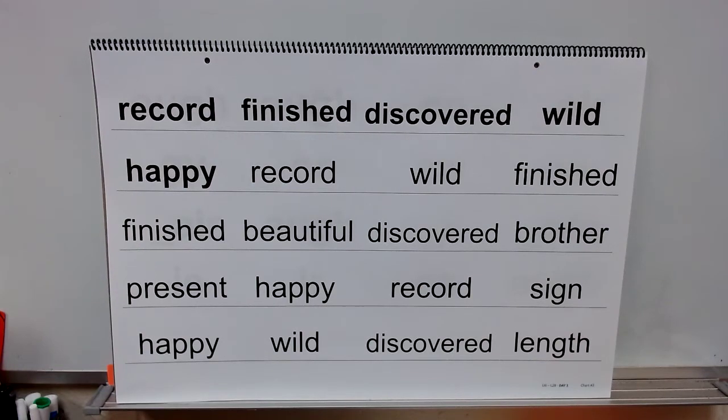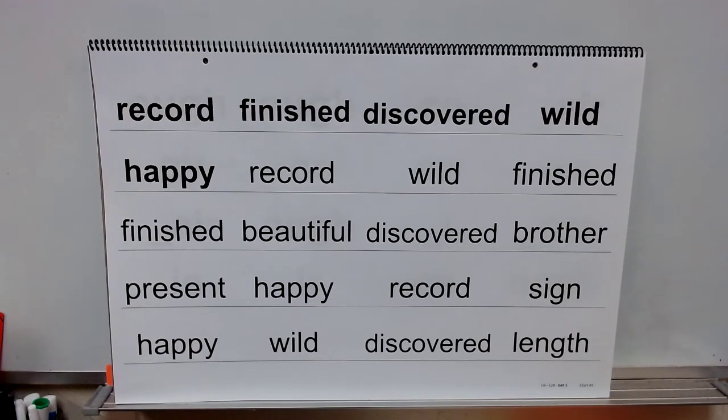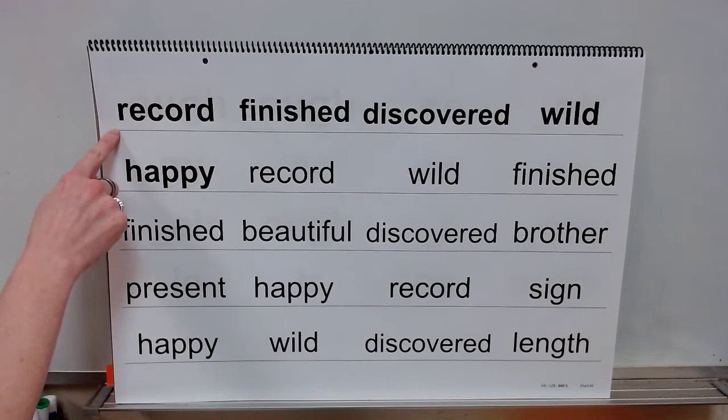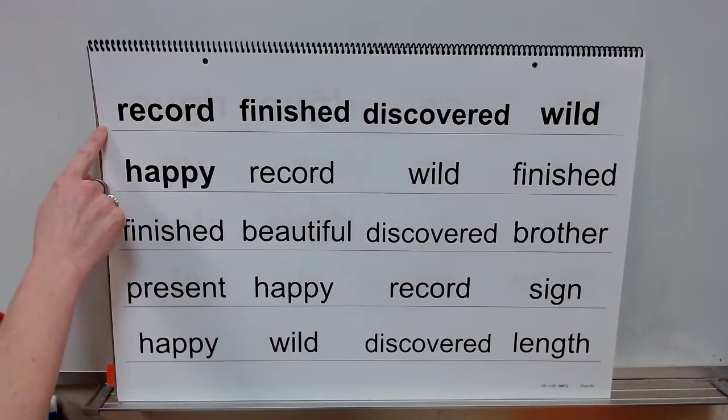This is grade 3, unit 6, lesson 28, day 1. We're going to start out by reading, spelling, and reading 5 new high-frequency words. Then you'll read the chart. This word is record. What word? Spell record.